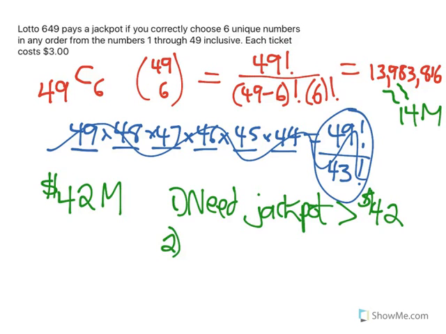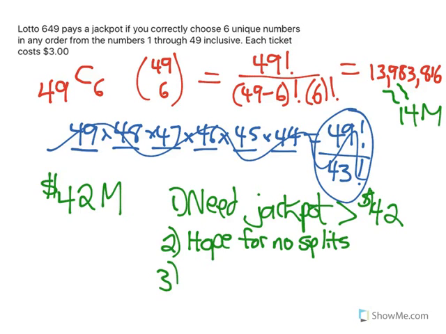Number 2, you have to hope for no splits. There's no rule in the lottery that says 2 people can't have the same ticket, or the same combination on the ticket. So the second you split with somebody, say the jackpot is 50 million, all of a sudden your share is 25 million.